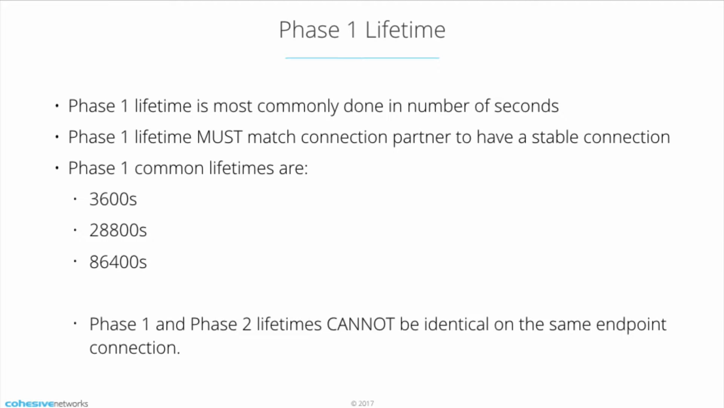And then Phase 1 lifetime. Phase 1 lifetime is most commonly done in seconds. Every now and then somebody will say 8 hours or 24 hours, but they usually give you a large number, and that's in seconds. You have to match what the customer has to have a stable connection.